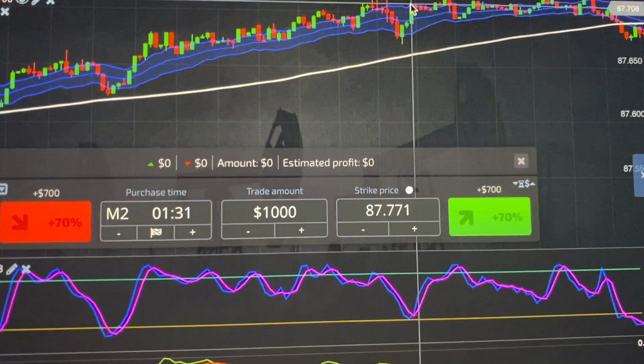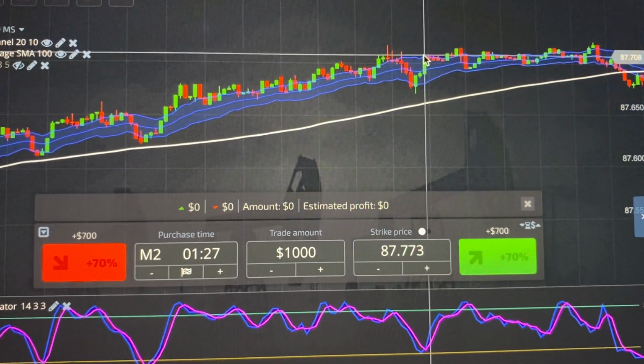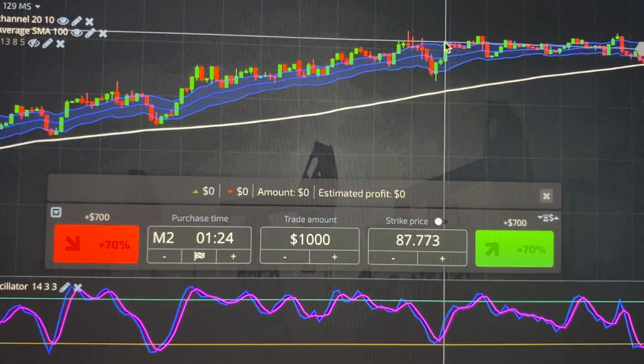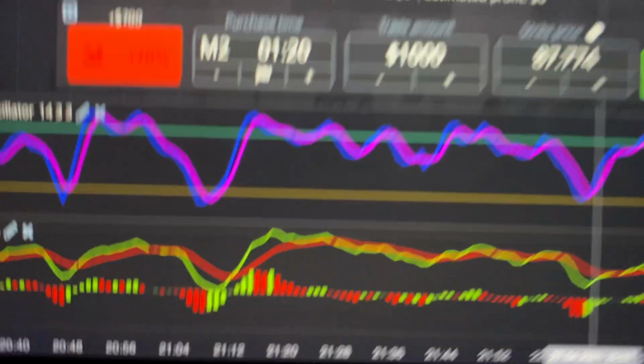And I'm sorry I'm shooting this on my iPhone. Every time I try to shoot Pocket Option videos with my screen recorder, it's just too slow. But I'm always looking for more stuff to show you guys.